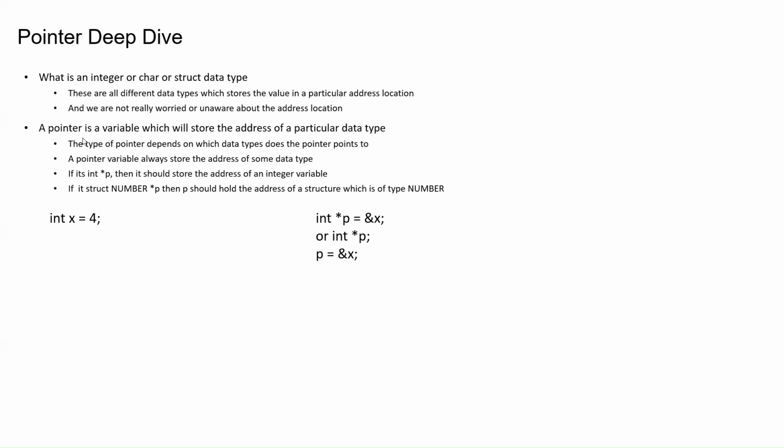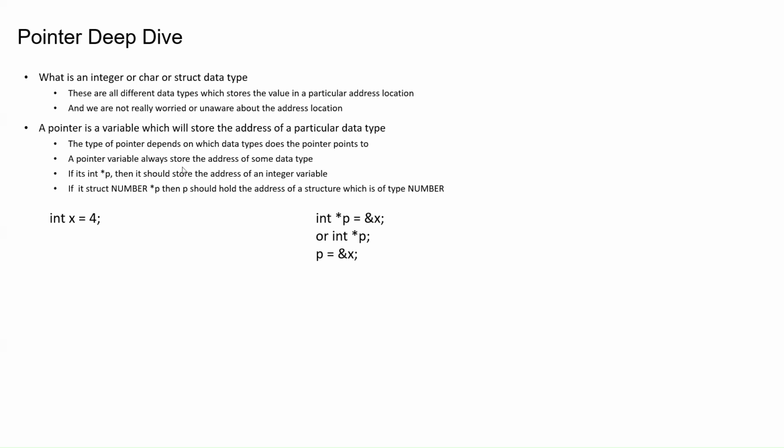So what is a pointer? A pointer is a data type. It's a variable which will store the address of a particular data type. The type of the pointer depends on which data type the pointer points to. So what does int *p mean? Int means that it is a pointer to an integer, so it should point to an integer variable. That is what it means.